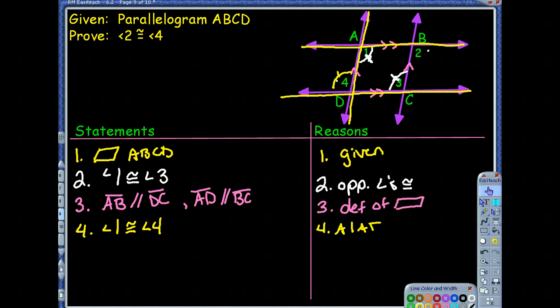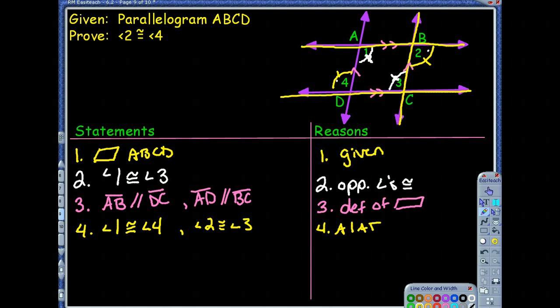Yes. Now, that's not the only transversal. No. I have another transversal. And what if I use the transversal BC? Then what do you notice? I could say in the same step, angle 2 is congruent to angle 3, because it's also based off of the alternate interior angle theorem.